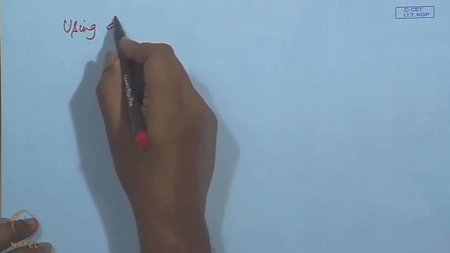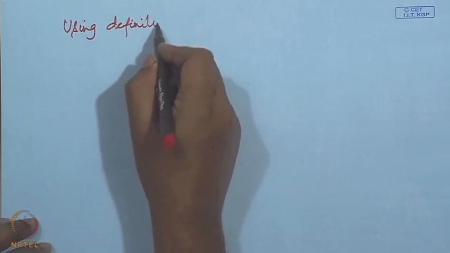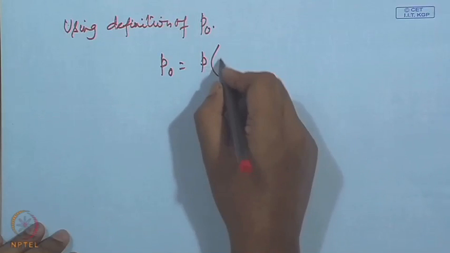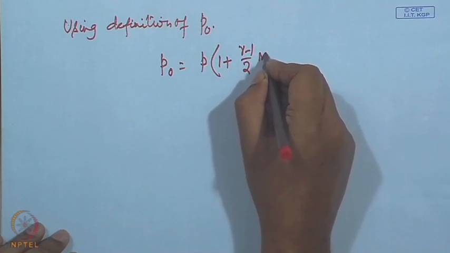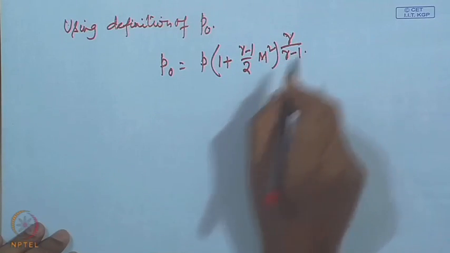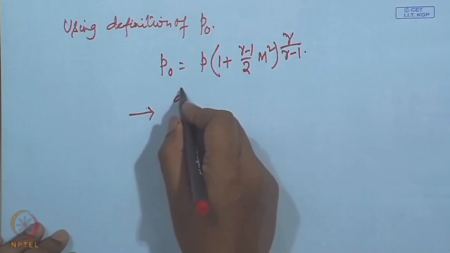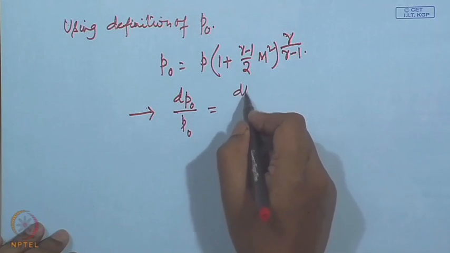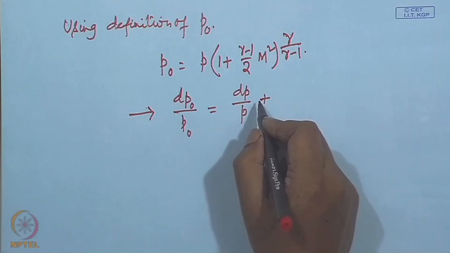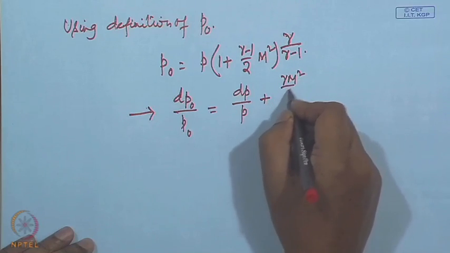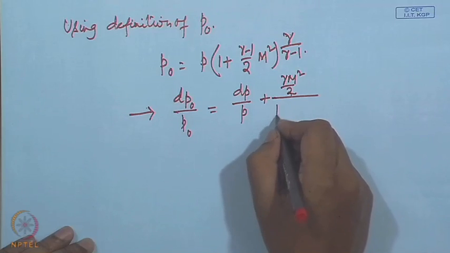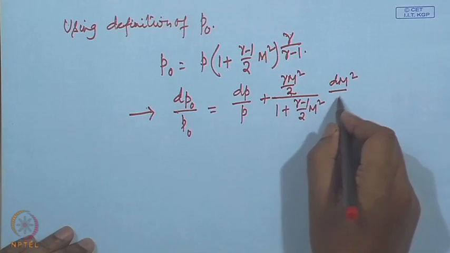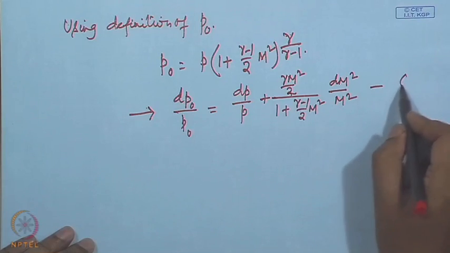Using the definition of P0, that is P0 equal to P into 1 plus gamma minus 1 by 2 M square to the power gamma by gamma minus 1, we have dP0 by P0 equal to dP by P plus gamma M square by 2 over 1 plus gamma minus 1 by 2 M square dM square by M square, which will be our equation 6.